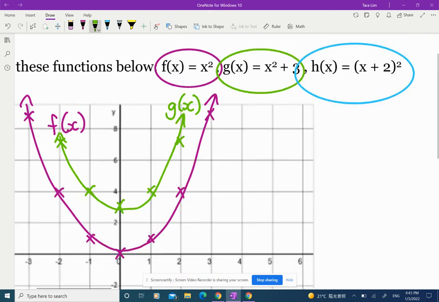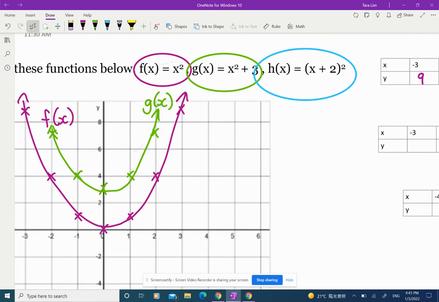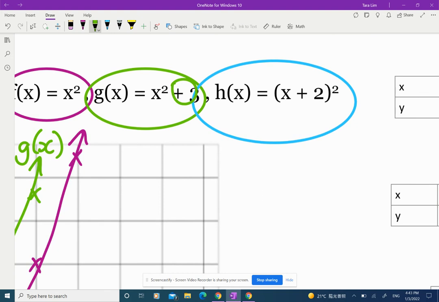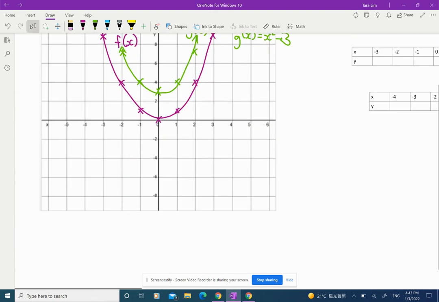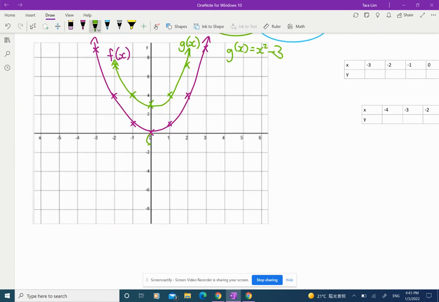So remember, whenever we have something that is plus something, it's going upwards. And when it is minus 3, for example, let's say if g of x is equal to x squared minus 3, then it goes 3 units down.